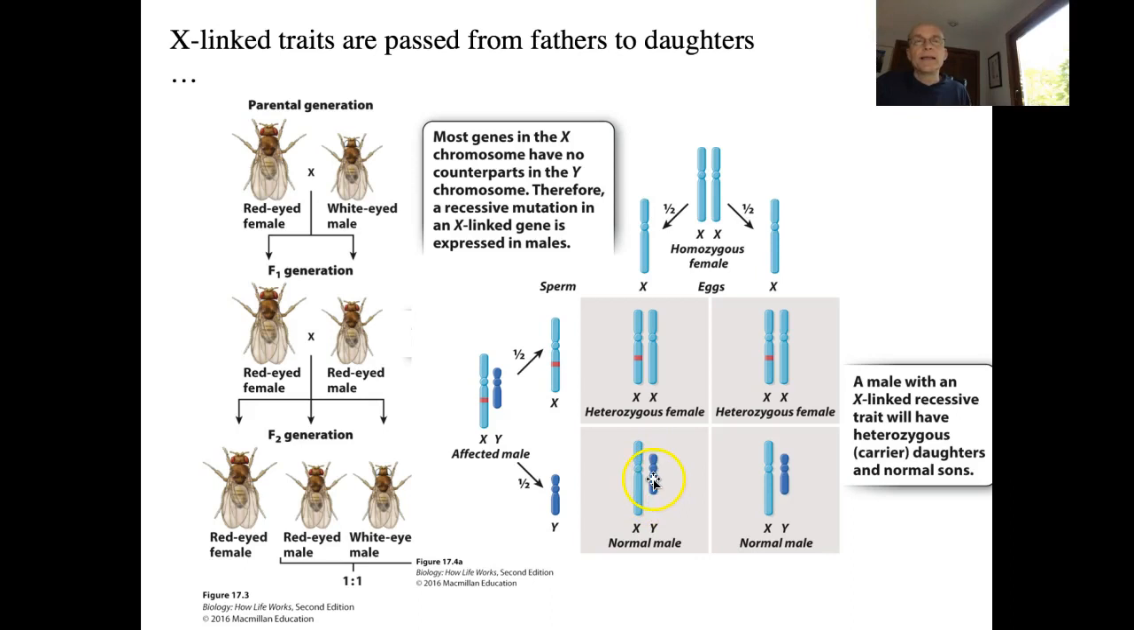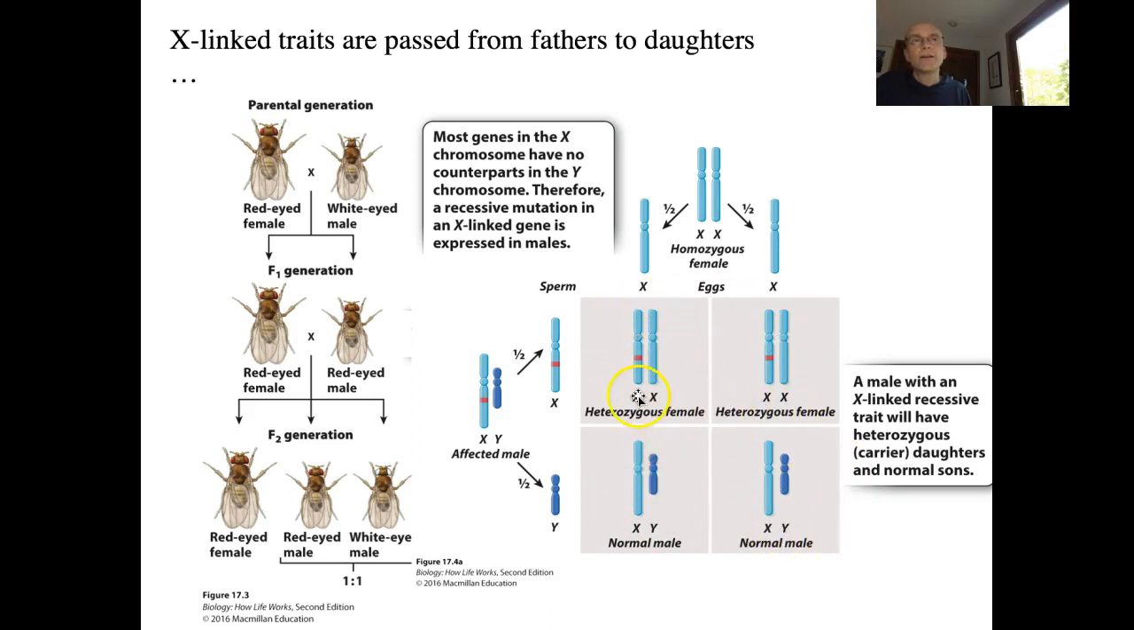And so that means that the males, all of the males, will have to inherit the Y chromosome. Otherwise there wouldn't be male. And so they will inherit the typical X chromosome from the female that has the eye color of the female. So a male with an X-linked recessive trait will have heterozygous carrier daughters and normal sons. These are the sons, and these are the carrier daughters.